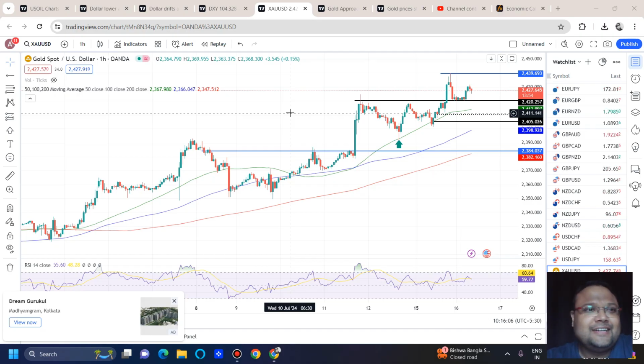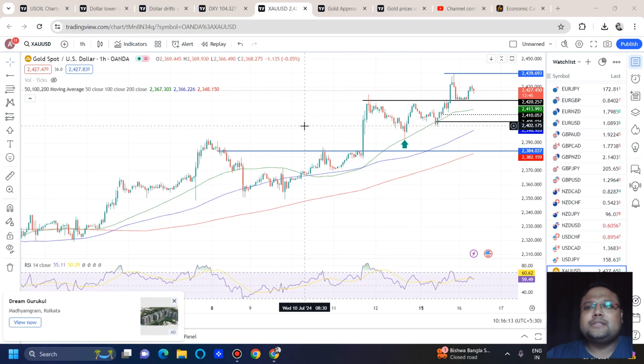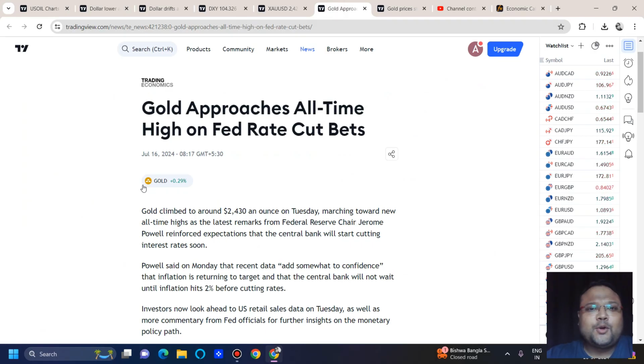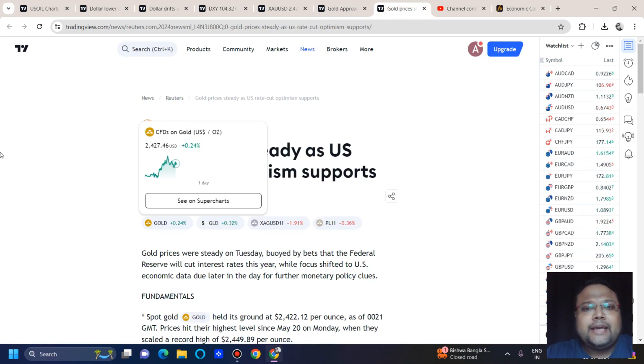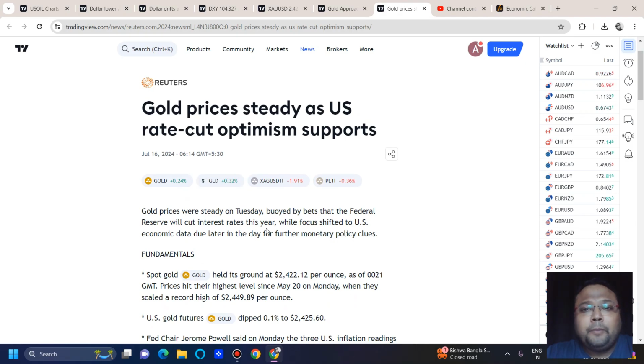So let's get started. My dear friends, gold is back in action. Many things have happened since yesterday. At first, let's look at the market sentiment. Gold approaches all-time high on Fed rate cut bets. Gold climbed to around 2430 an ounce on Tuesday, marching towards new all-time highs as the latest remarks from Federal Reserve Chair Jerome Powell reinforced expectations that the central bank will start cutting interest rates soon, which is bullish for gold.